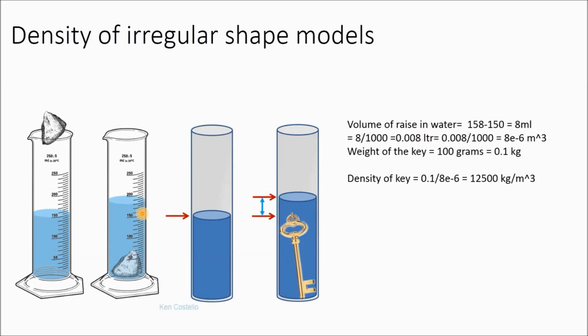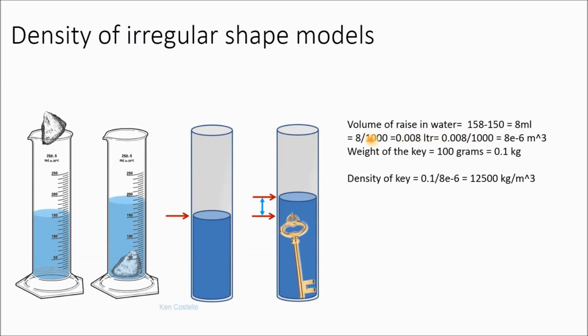Suppose you want to measure the density of a key. It is an irregular shape, so you can't measure it with any instrument. We can only put it into the water, and the water will rise to a certain level. This rise we can measure, which gives the volume, and you can easily measure the mass of the key. Then if you take the ratio of mass by volume, you will get the density. Suppose you put the key in the same instrument, and the volume of water rises from 150 to 158. So I took 158 minus 150, which is equal to 8 ml. 8 ml is the rise of the water.